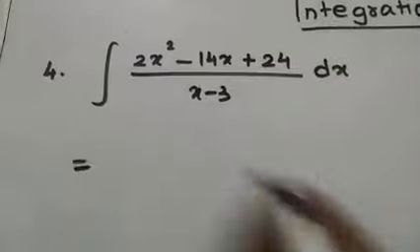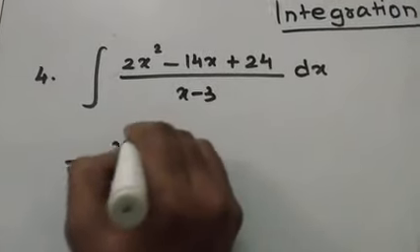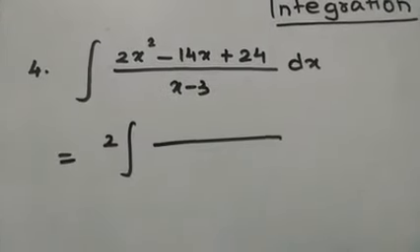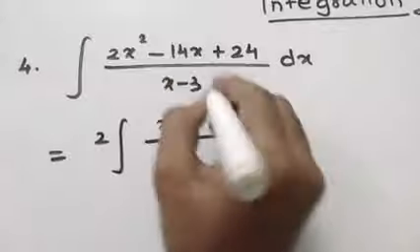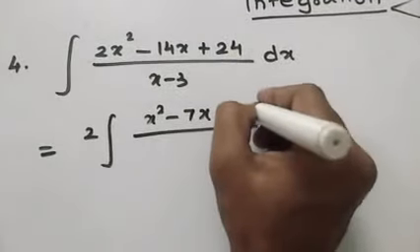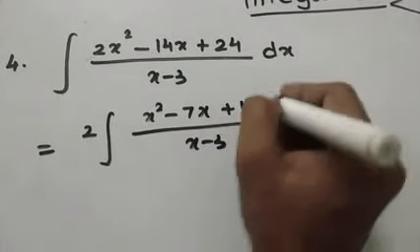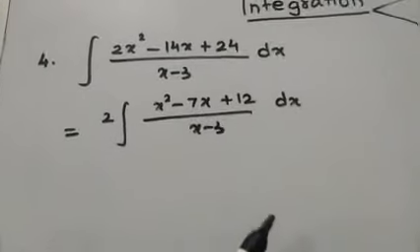So first of all, 2 is common, so let us take 2 common and take it out of the integration. If we take 2 common, that means here x square, 14 divided by 2 is 7x, 24 divided by 2 is 12, divided by x minus 3 dx. So we have taken 2 as a common.